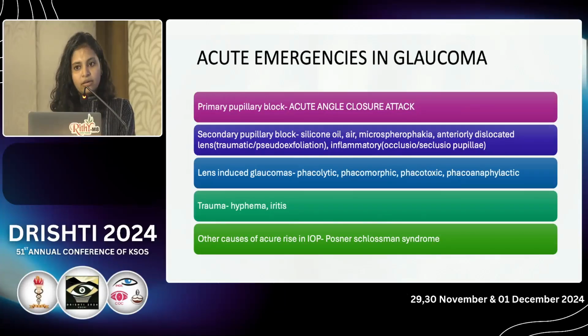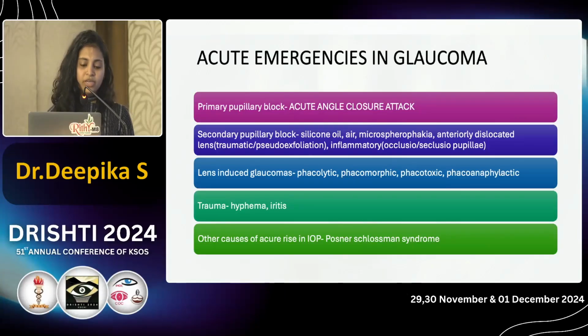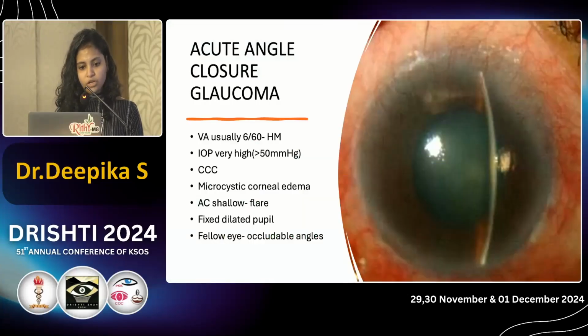Pupillary block can also be caused secondarily by other causes, which can be silicone oil, air, or the lens itself, which can block the pupil in cases of microspherophakia, or an anteriorly displaced lens, and inflammatory causes. The other spectrum is lens induced glaucomas, and trauma also, traumatic hyphema and iritis can cause an acute rise in IOP, and other rare causes like Posner-Schlossman syndrome. So, coming to acute angle closure glaucoma.